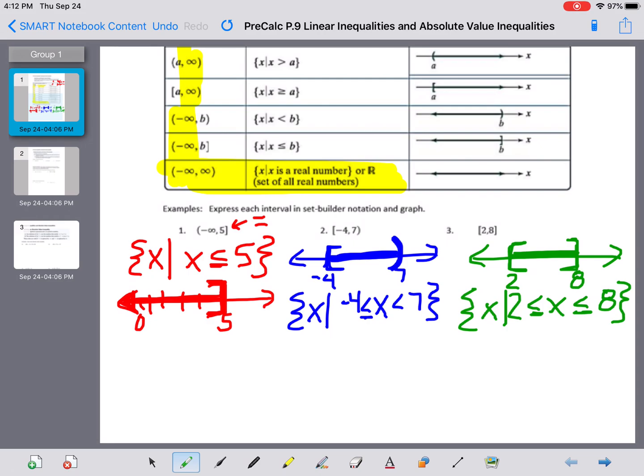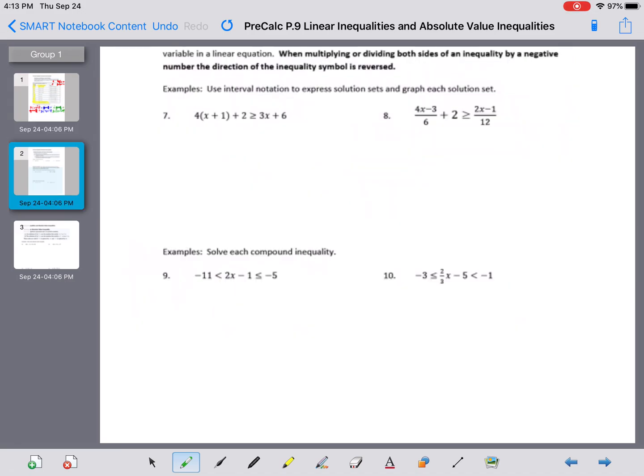Okay, so that's just taking and writing the same exact information 3 different ways, either on a number line, as interval notation, or as set builder notation. To be honest, the one we use the least is the set builder notation. We will use the interval notation a lot. So let's go to our second page here, and let's work on some of these.